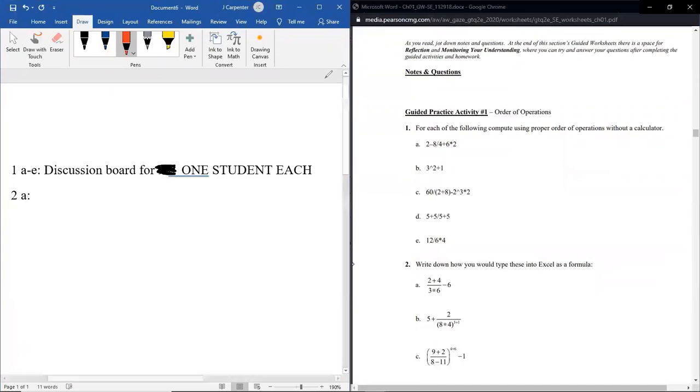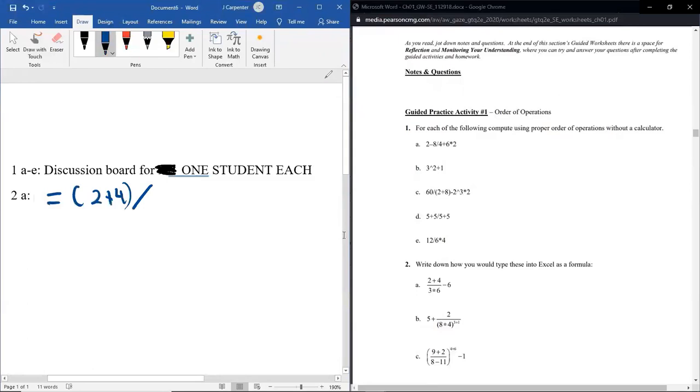A. Write down how you would type these in Excel as a formula. This is 2 plus 4 all over 3 times 6 and then minus a 6. So when you have extra steps in the top or bottom of a fraction, that's a good sign that you need a parentheses around it. Now, the first thing you have to do for a formula in Excel is always type what? That's right, equals. So equals. Now, because the 2 plus 4 is in the top of a fraction, I'm going to go parentheses, 2 plus 4. Without the parentheses, when I do this slash for my division, it would think just the 4 was the top of the fraction.